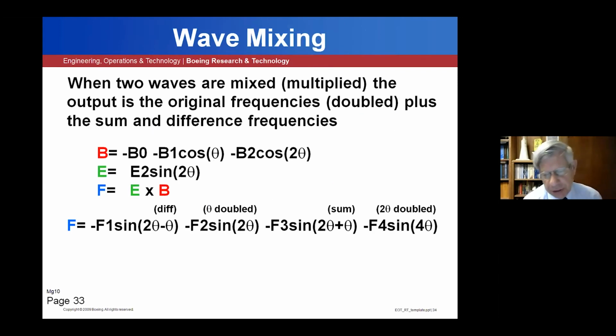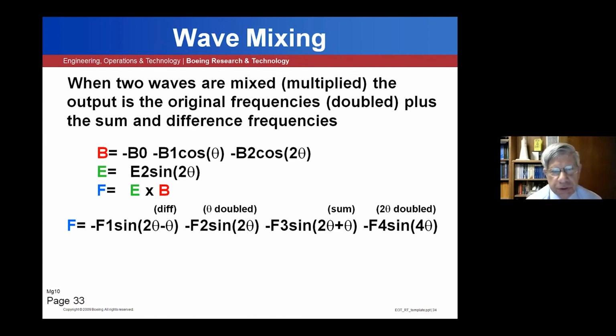Now we go back and we're dealing with beat frequencies or wave mixing. Heterodyne is the technical word. So you take a B field, which has three terms, a constant term, and two, the fundamental and the harmonic, as being cosine. And you take an E field, which is a second harmonic, and it's sine, so there's a 90 degrees phase shift between the B field and the E field because sine and cosine are at 90. When you do the cross product, you come out with four terms.